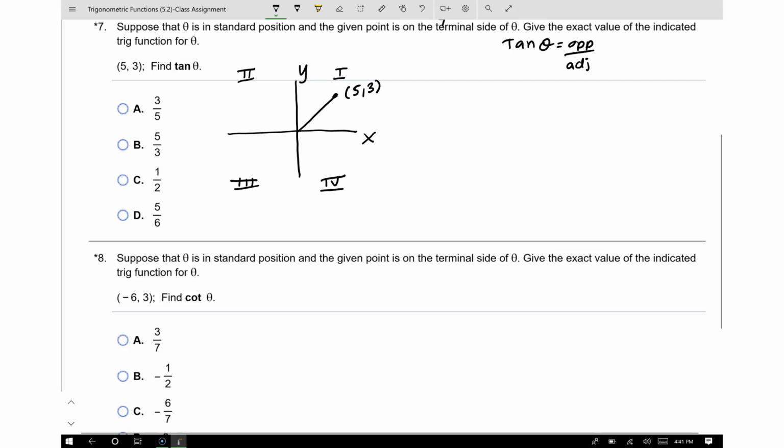So we know that the y distance will be 3, and we know that the x distance is 5. So I'm going to look for the tangent of theta. Like I said, the tangent of theta is the opposite of theta over the adjacent. The opposite of theta is 3. The adjacent side is 5. So the tangent of theta, which is this angle here, will give you 3 over 5, that ratio. So the answer is A.